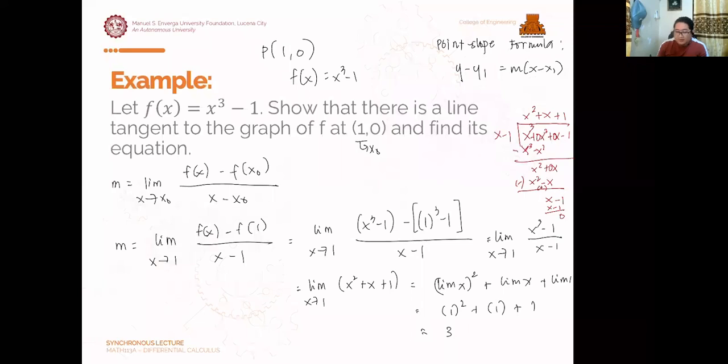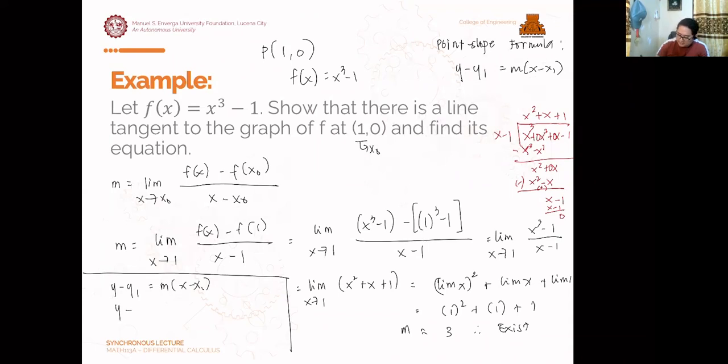So since may value tayo ng limit, therefore nag-exist siya, no? And kapag nag-exist siya, ibig sabihin yung slope natin will be equals to 3. Okay? So once meron na tayong slope, pwede natin i-apply yung slope form formula. So y minus y sub 1 is equals to m times x minus x sub 1.